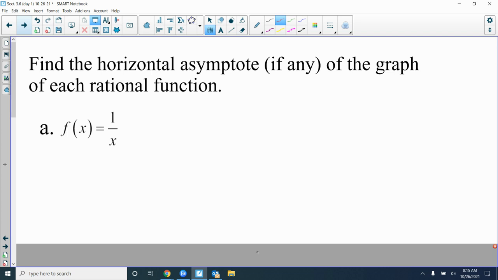All right, finding is a little bit different. Find the horizontal asymptote of the graph of each rational function. I just want you to look at that. Can you think about what the horizontal asymptote would be? Do you understand the concept?